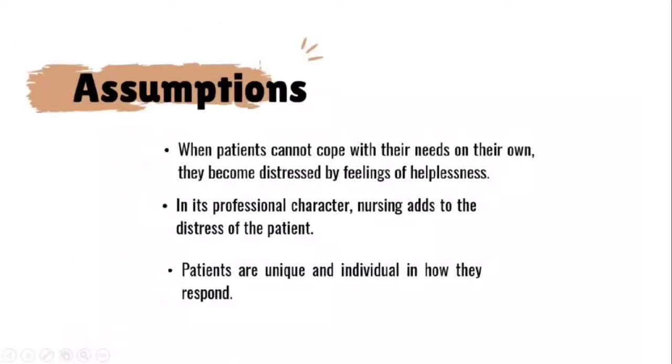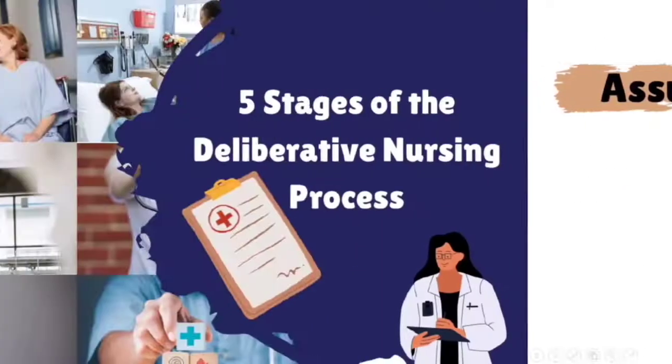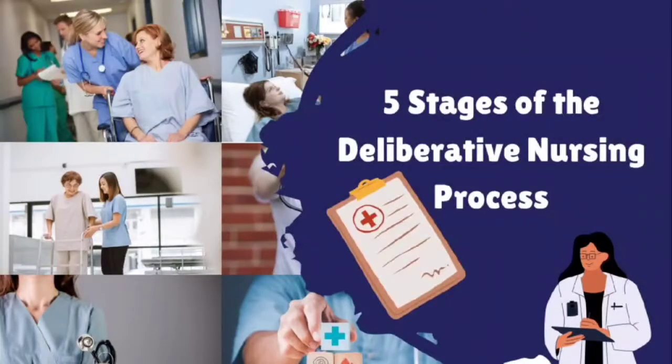Assumptions of Ida Jean Orlando. When patients cannot cope with their needs on their own, they become distressed by feelings of hopelessness. In its professional character, nursing adds to the distress of the patient. Patients are unique and individual in how they respond. The deliberative nursing process has 5 stages.